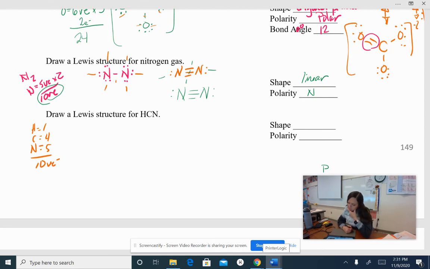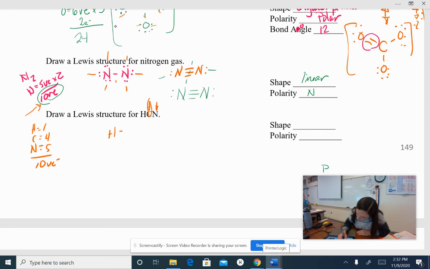Are you thinking what I'm thinking? We had the same thing up here. So are we going to be needing to throw in a triple bond somewhere? Okay, the next thing to do is figure out what's going to be in the middle. So what's going to be in the middle, carbon or nitrogen? Which one's more electronegative? Which one's the least? Carbon's the least, so we're going to put carbon in the middle, okay?